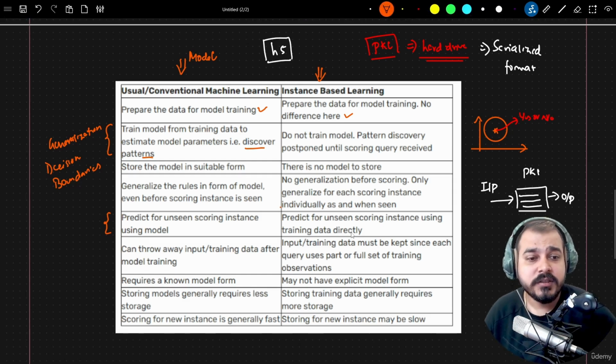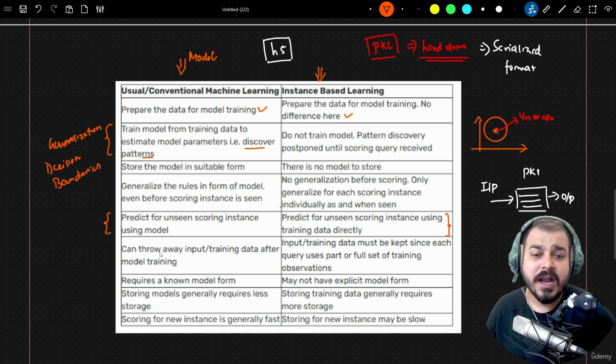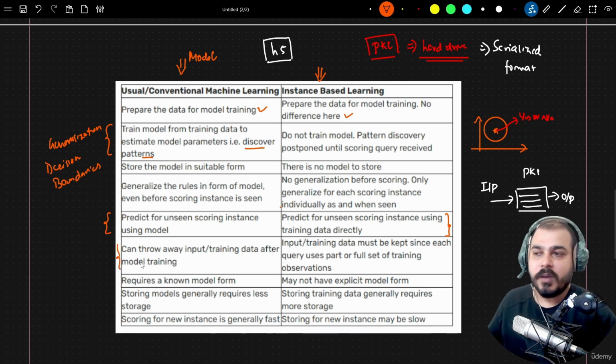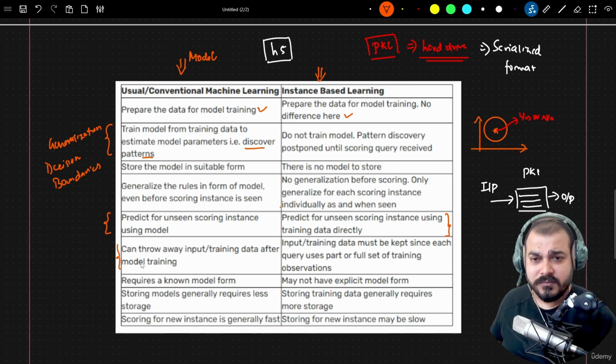Predict for unseen scoring instance using training data directly. Here we are specifically only using training data to do the prediction of the new data. Can't throw away any input or training data after model training. In model-based learning, you can throw away the input and the training data once the model is trained. You don't require it. Why? Because now you have a specific model in a serialized format, and it has all the decision boundaries and pattern recognition within it. So whenever new data comes, it will just be able to predict the output.